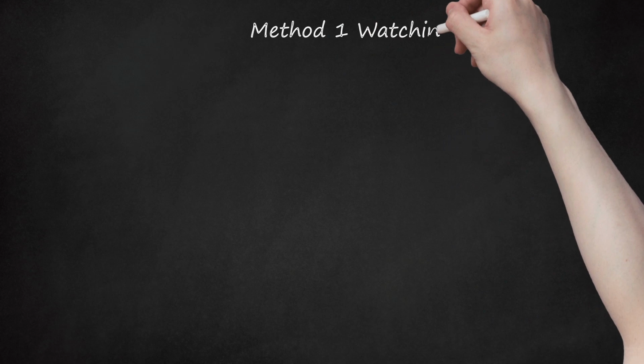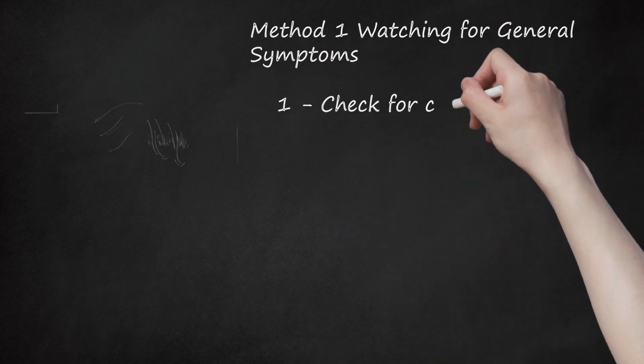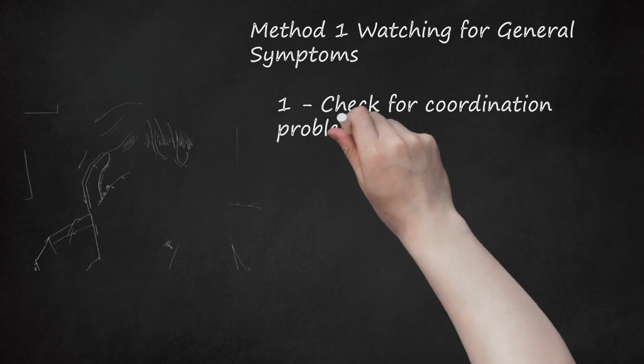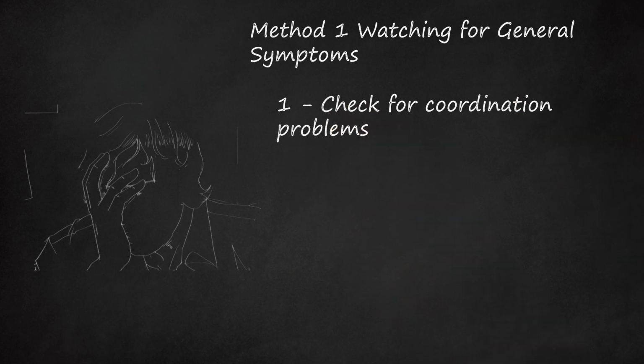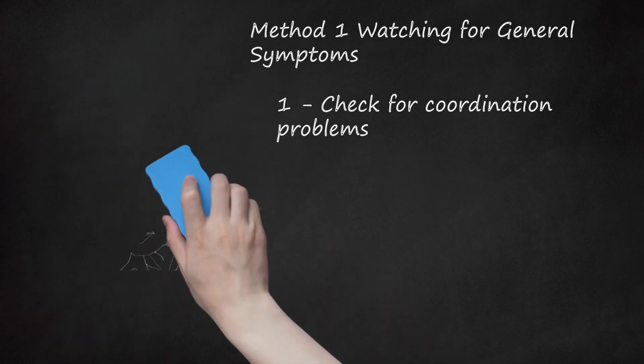Method 1. Watching for general symptoms. 1. Check for coordination problems. A person who is on club drugs may have coordination problems. They may have difficulty walking or walk in an awkward way. Their muscles may cramp up and cause them to be unable to move the correct way. The person may be dizzy or faint. They may clench their teeth or jaw.